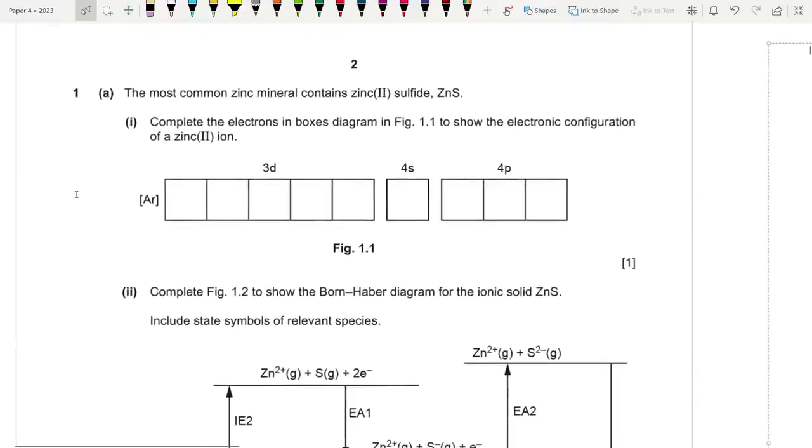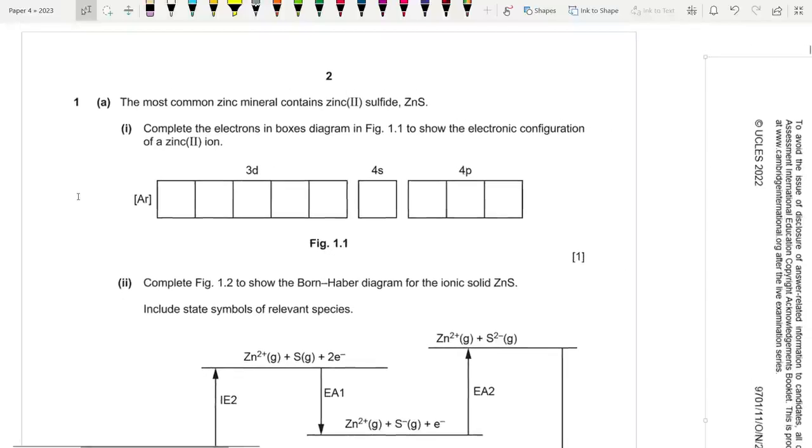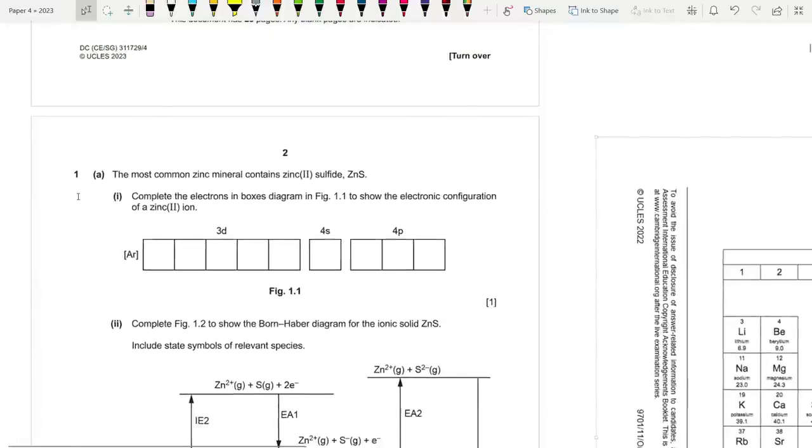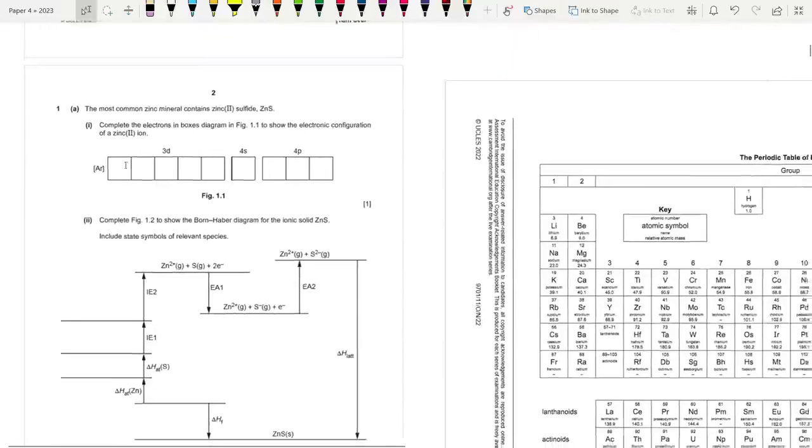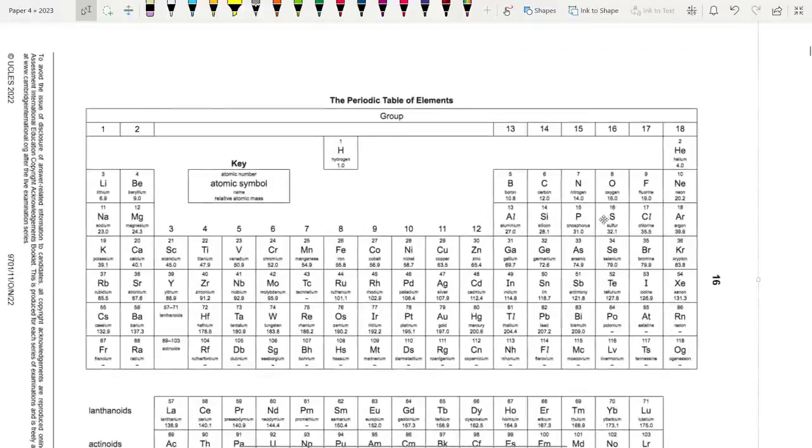The most common zinc mineral contains zinc 2 sulfide. Complete the electrons in boxes in the box diagram in figure 1.1 to show the electronic configuration of the zinc 2 plus ion. So we have the electronic configuration of argon. That's 1s2, 2s2, 2p6, 3s2, 3p6. 3p6 is still argon.